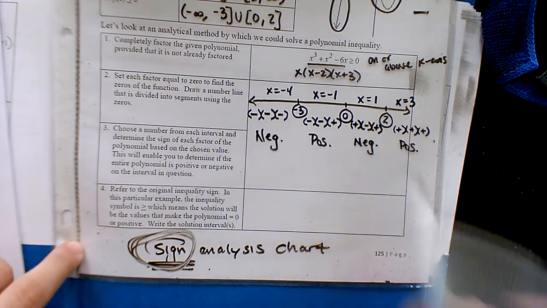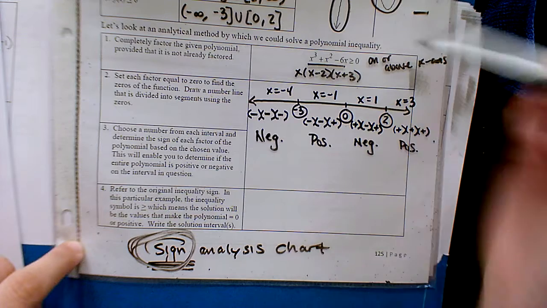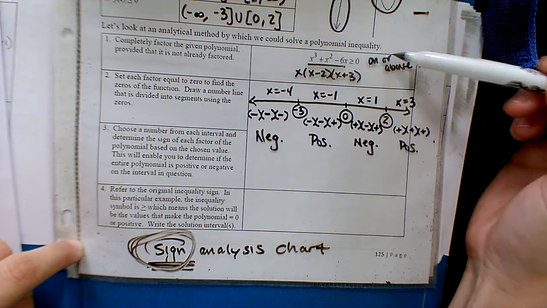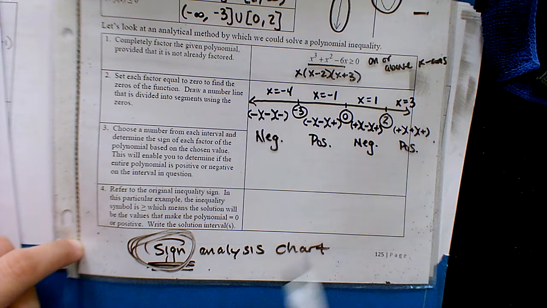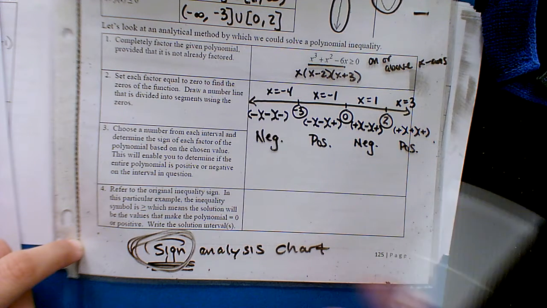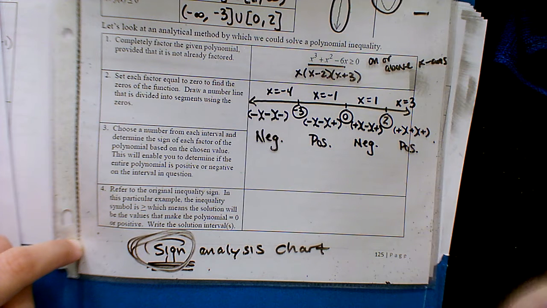So what we can do now is that since we have the information, we can go ahead and answer the original question. Where is this equation on or above the x-axis? What should we be looking at here to help us determine that? What is this chart telling us?